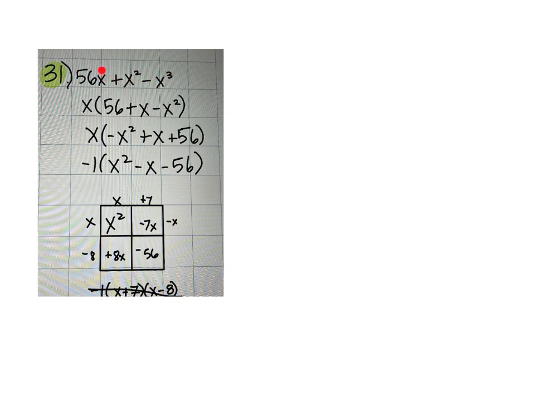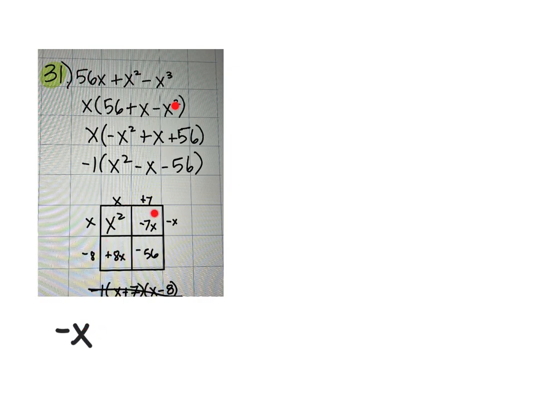The first thing the student did was factor out an x, and then you're left with 56 plus x minus x squared. The next step was they reordered everything to negative x squared plus x plus 56. And then they factored out a negative 1. The one thing I notice about this is you have to write that as negative x. So you have to take negative x times negative 1, which gives you a negative x.